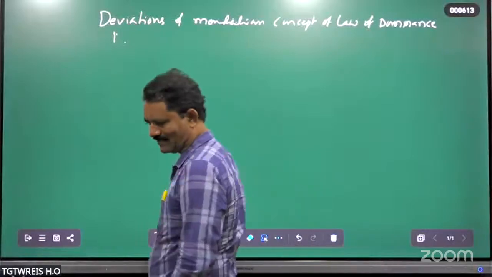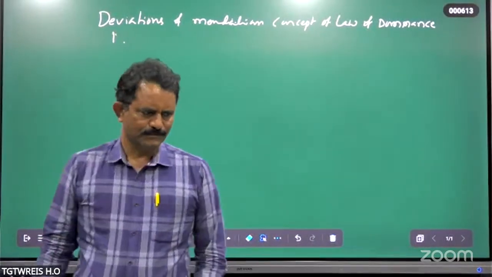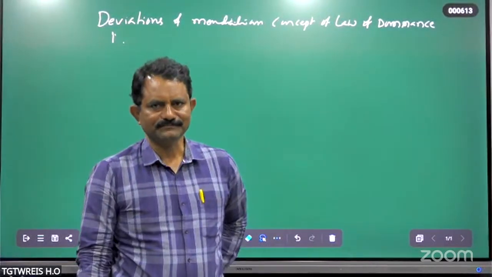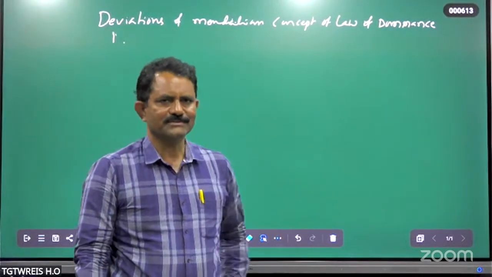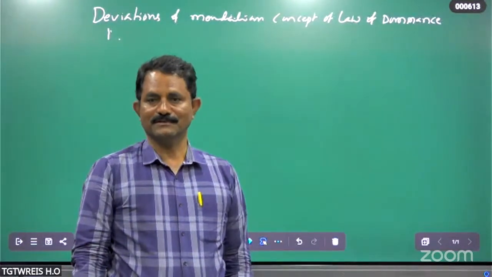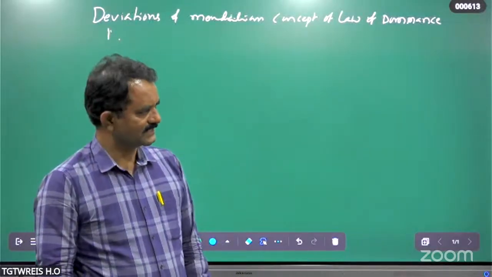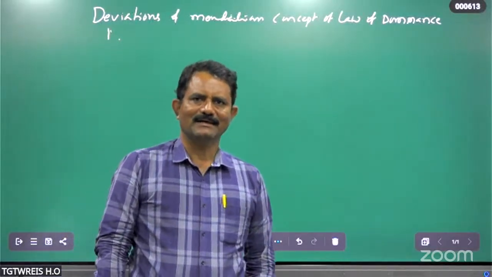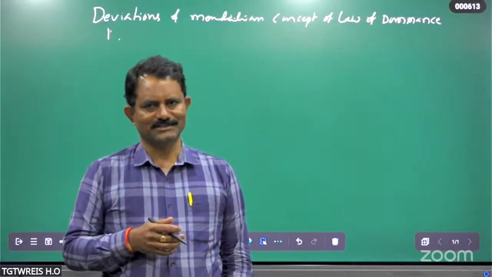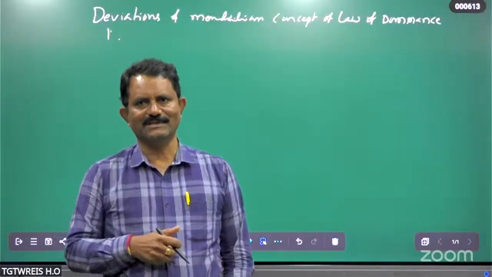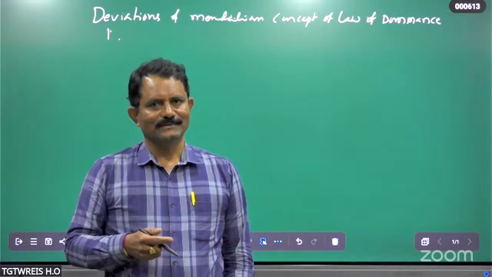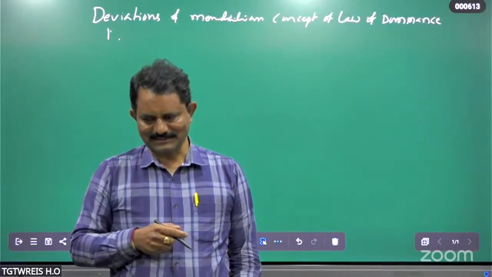So already we know what dominance is. According to Mendel, every gene has two alleles, in which one allele dominates over the other. The dominant allele is expressed as the phenotype. So that is called dominance. The other allele is recessive, and that did not appear in the F1 generation. Only the phenotype of the dominant allele can be seen in the F1 generation. So that is the law of dominance.